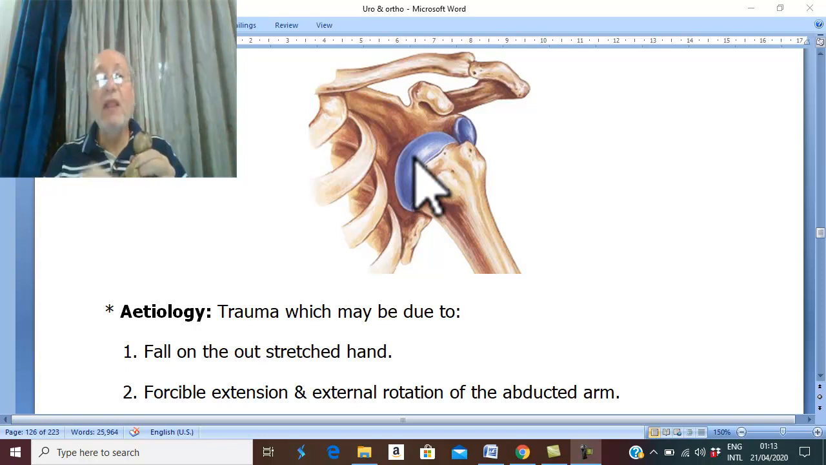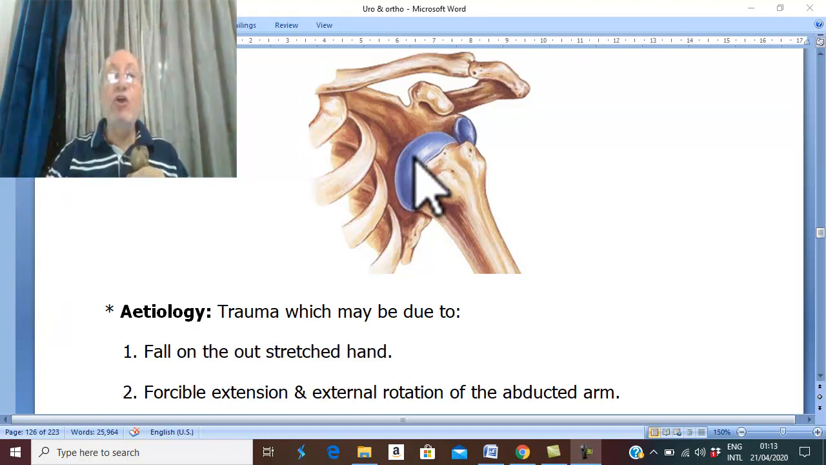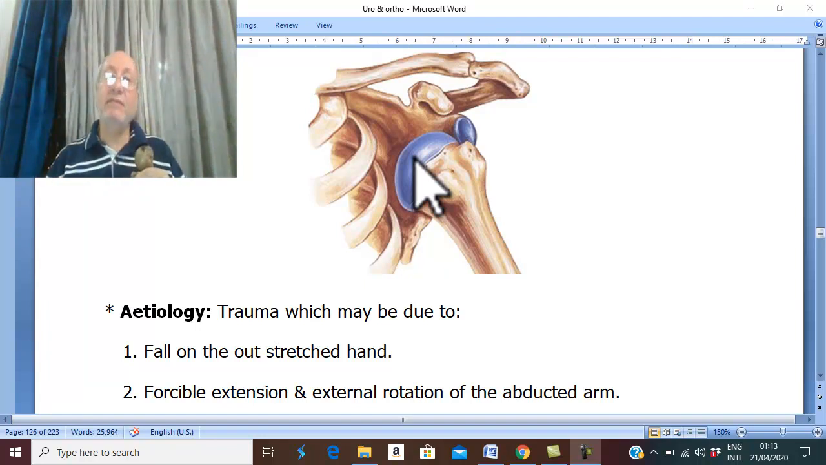In addition, the range of movement of shoulder joint is the widest range of movement of any joint all over the body. Therefore, wide range of movement, weak surrounding capsule, muscles, and ligaments, and a shallow small glenoid and large head of humerus make the shoulder joint unstable and the commonest joint to be dislocated.